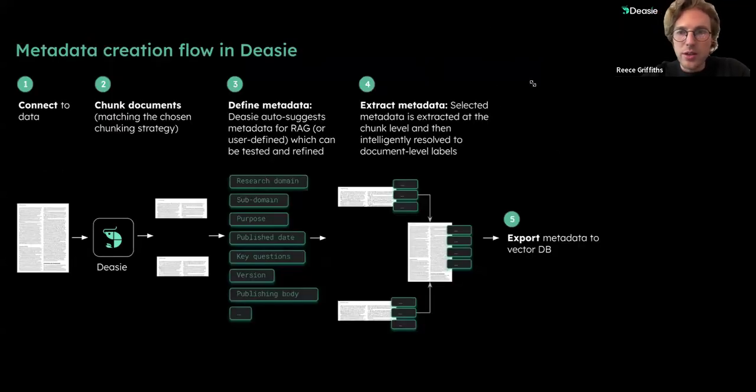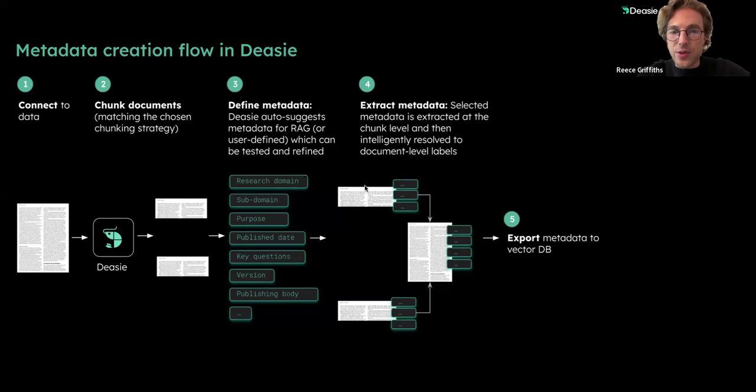One important thing here is that the metadata we're creating in Deasie is at the chunk and document level. As data comes into Deasie, we're chunking the document up. We're then defining metadata. This metadata can either be auto-suggested, where we suggest the best metadata for RAG by looking at the information contained within a large corpus of documents and suggesting what is the relevant metadata for retrieval based on the information in these documents. Or a user can also define this metadata.